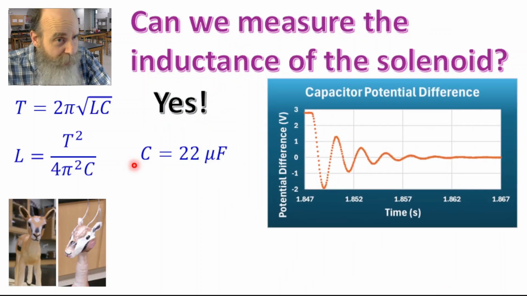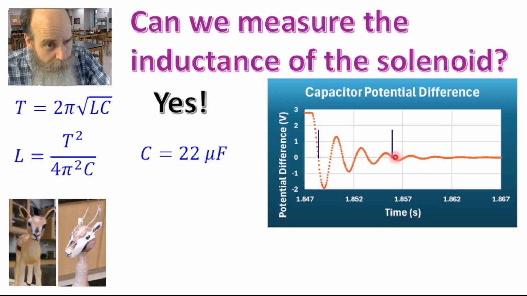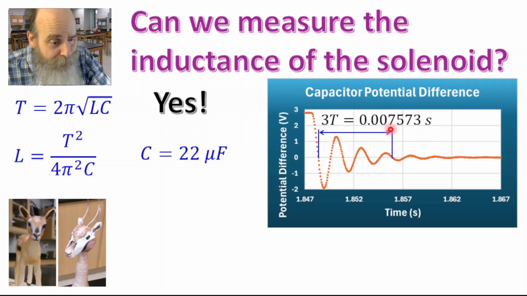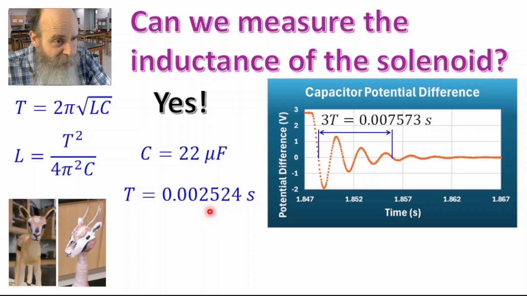Here's our graph of potential difference versus time. Starting right here: 1 cycle, 2 cycles, 3 cycles. 3 oscillations. So that length of time is 3 periods. So 3T was 0.007573 seconds. Divide by 3 to get the period, and we get 0.002524 seconds for the period.